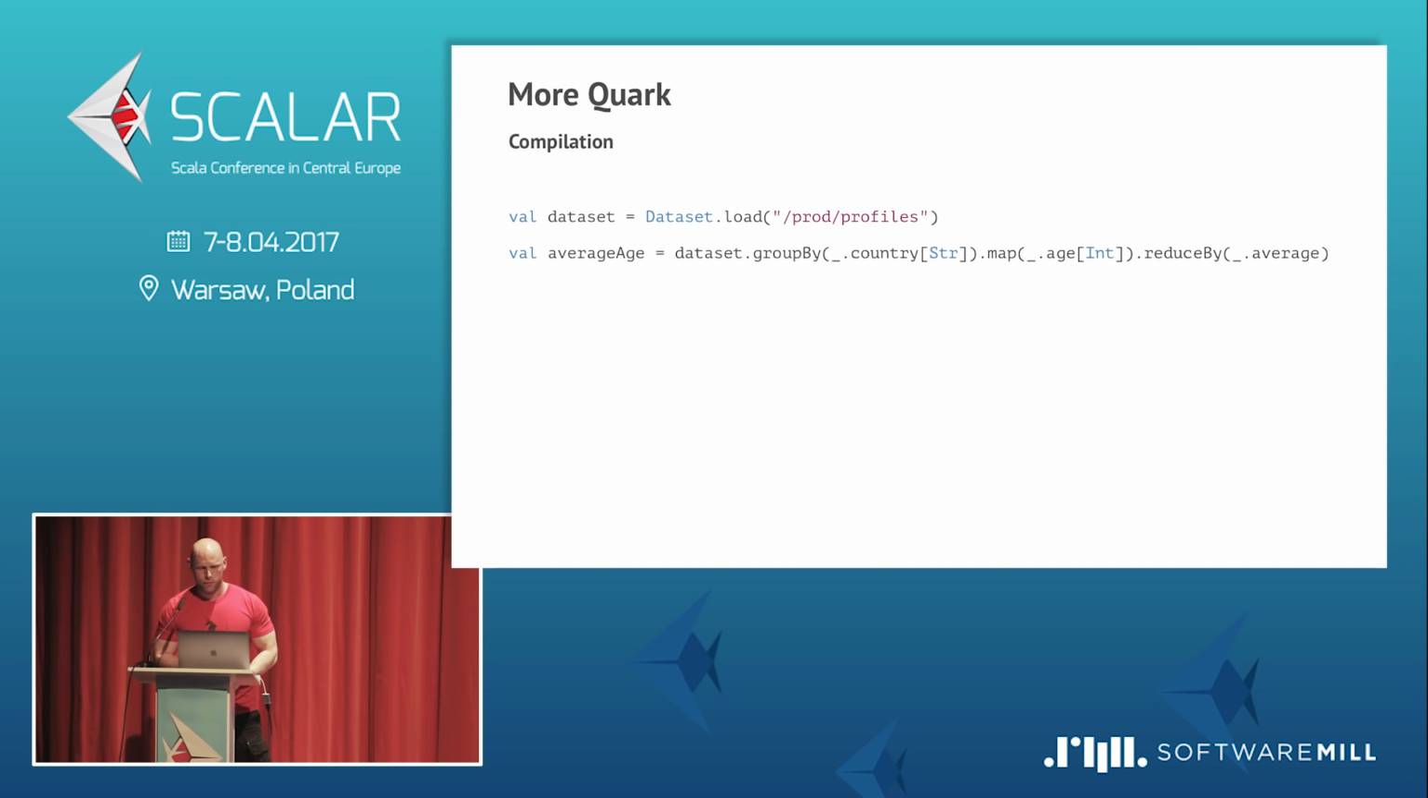Here's another example of QUARK, where we load a data set, group it by country, map to the age, and then reduce by the average to compute average ages across countries. Again, it looks like Spark, doesn't it? More or less. It's a little bit different, but basically, if you're familiar with Spark, you could probably pick up QUARK in a matter of minutes.